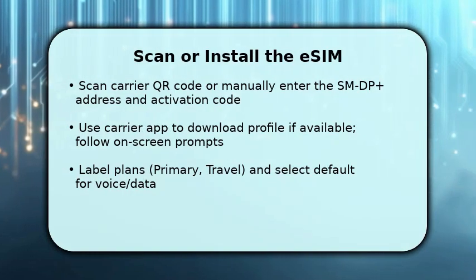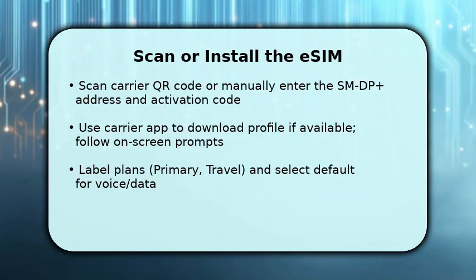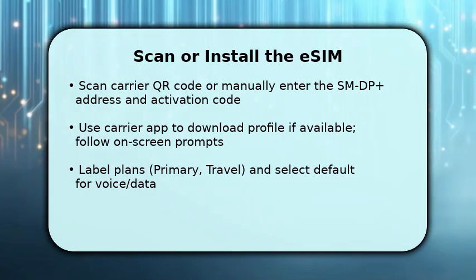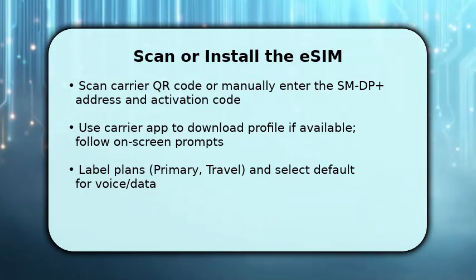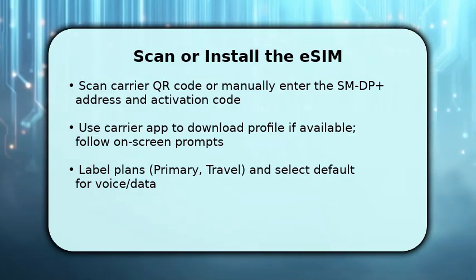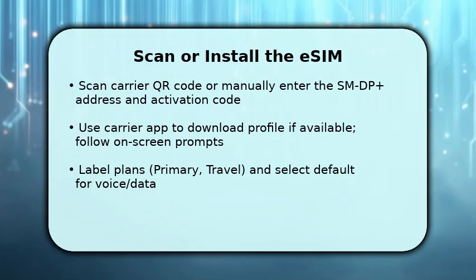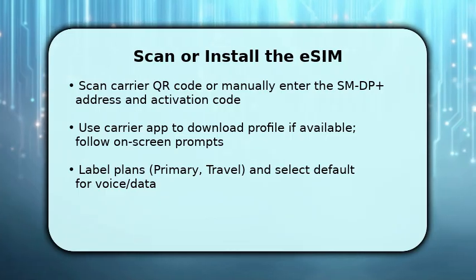Once done scanning or entering details, the phone downloads the eSIM profile. This may take a minute. You will be prompted to label the plan so you can distinguish numbers and to set default behavior for voice, SMS, and cellular data. Choose based on usage. If prompted, select which line is your iMessage/FaceTime line and whether to allow cellular data switching.